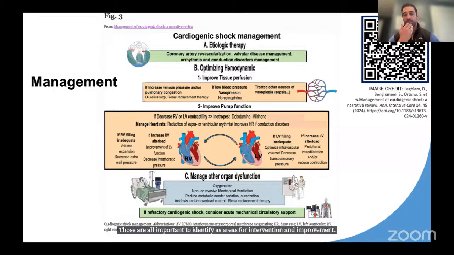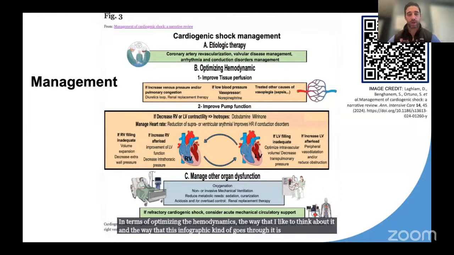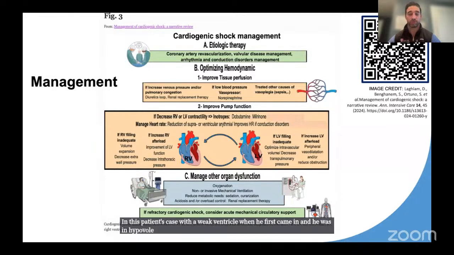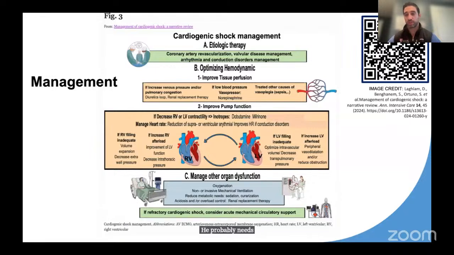In terms of optimizing the hemodynamics, the way that I like to think about it and the way that this infographic goes through it is, first, I want to optimize loading conditions. So I think of that as preload and afterload. In this patient's case with a weak ventricle, when he first came in and he was in hypovolemic shock after the motor vehicle accident, he probably needs additional preload. And so it's not inaccurate to give him volume.